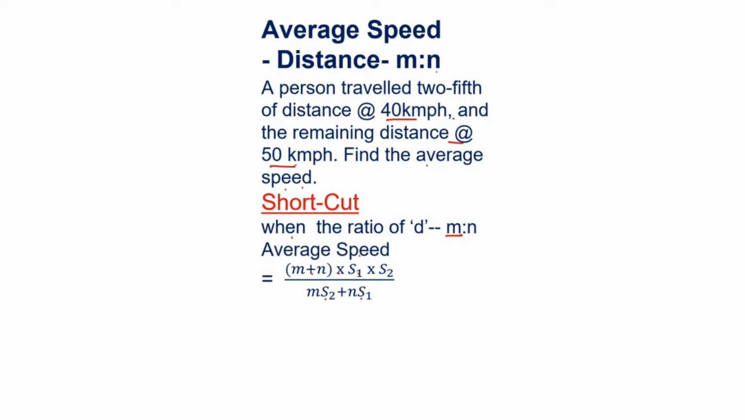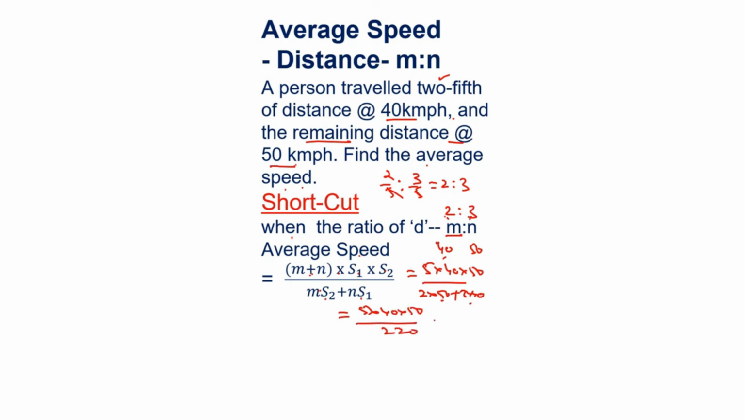Here the ratio of the distances means first case it is 2/5 of the distance and the remaining distance is 3/5. So 2 by 5 is to 3 by 5 is nothing but 2 is to 3. The ratio of distance is 2 is to 3. Speeds are 40 and 50. If I apply the formula, m plus n, 2 plus 3, 5 into 40 into 50 by 2 into 50 plus 3 into 40. If you simplify this, 5 into 40 into 50 by 220, you'll get 45.45 kilometers per hour.